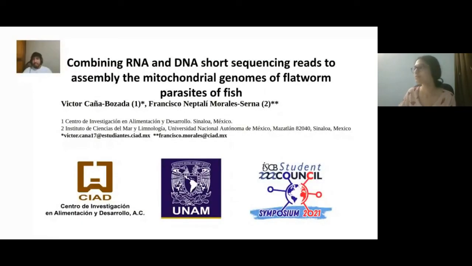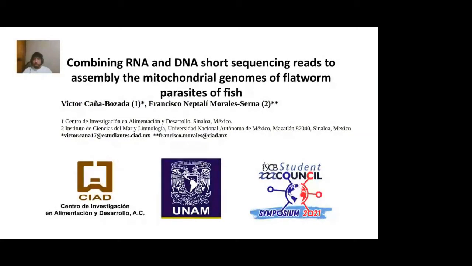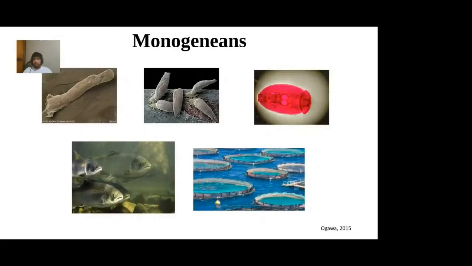Hello everyone. My presentation is titled Combining RNA and DNA short sequence reads to assemble the mitochondrial genomes of flatworm parasites of fish. For this, I use Monogeneans. Monogeneans are parasitic flatworms, economically important because they can cause disease in farmed fish. Although Monogenea is a highly diverse group, with approximately 3,000 species, mitochondrial genomes, or mitogenomes, have been reported for approximately 37 species.